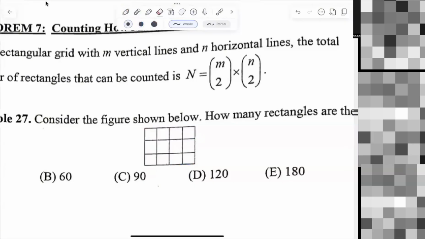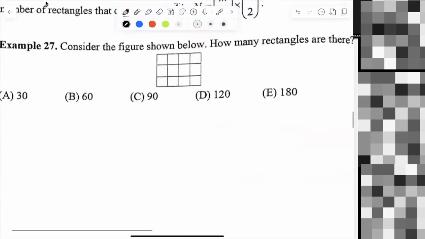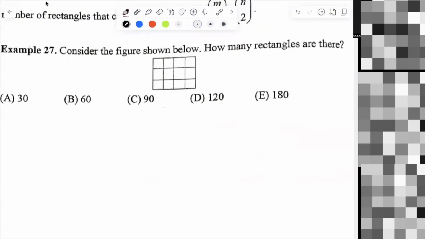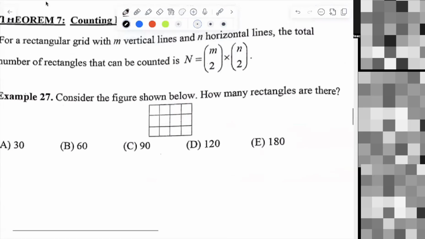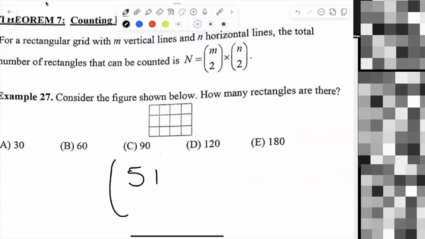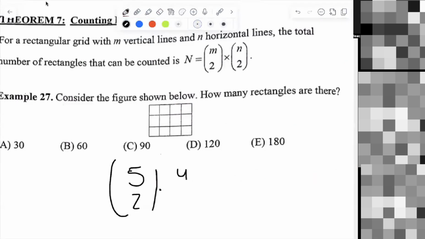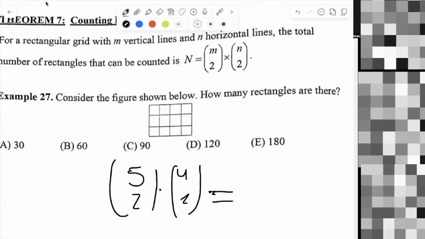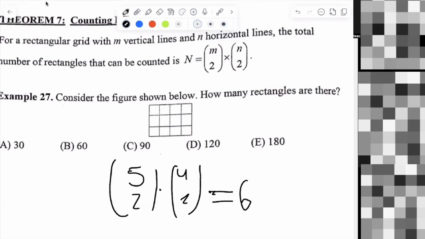Alright, so now we know how we get these. Now let's try this problem. Consider the figure shown below. How many rectangles are there? We just apply the formula. There's a total of 5 vertical lines, 5 choose 2, and this is 4 horizontal. So 5 choose 2 times 4 choose 2. This just gives you 10 times 6, or 60, or B.